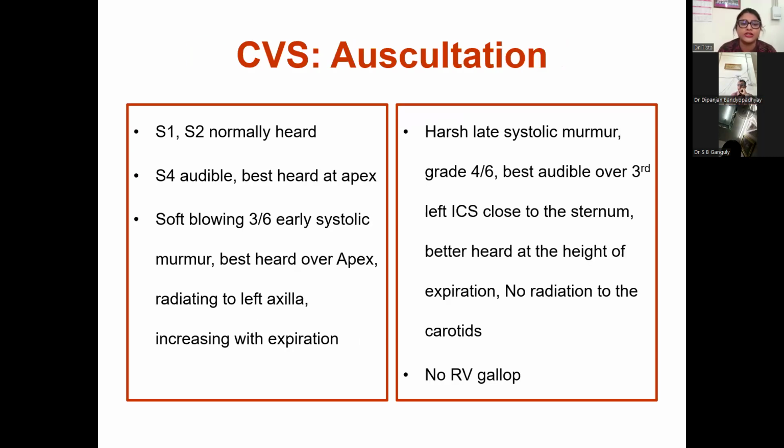Coming to the auscultation, the first and the second heart sound are normally heard. S4 is audible, best heard at apex. There is a soft blowing grade 3 by 6 early systolic murmur, best heard over apex, radiating to left axilla and increasing with expiration. Also, there is a harsh late systolic murmur of grade 4 by 6, best audible over third left intercostal space, close to the sternum, better heard at the height of expiration, and no radiation to the carotids. There is no right ventricular gallop.